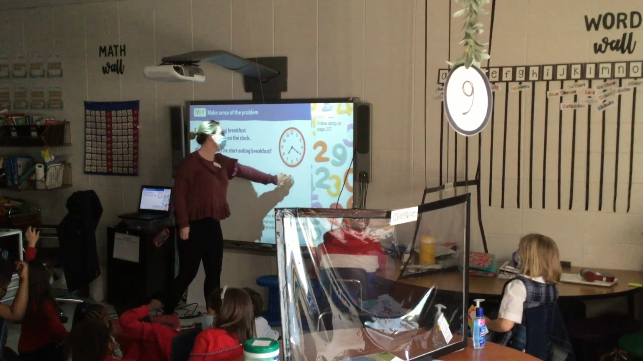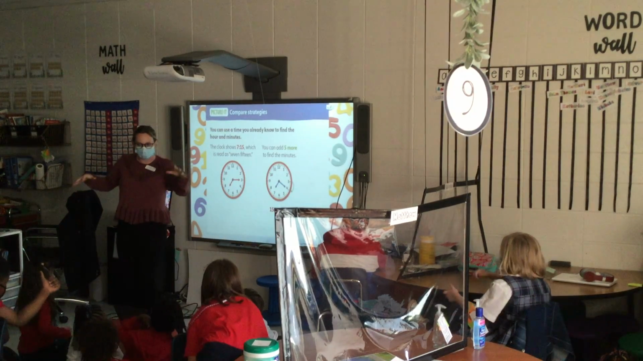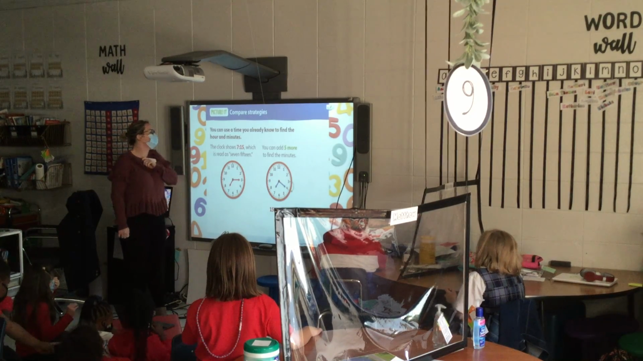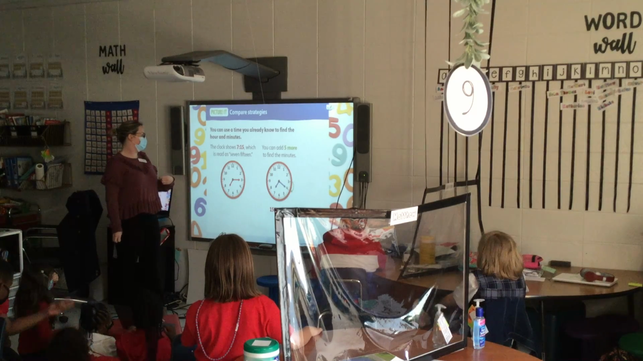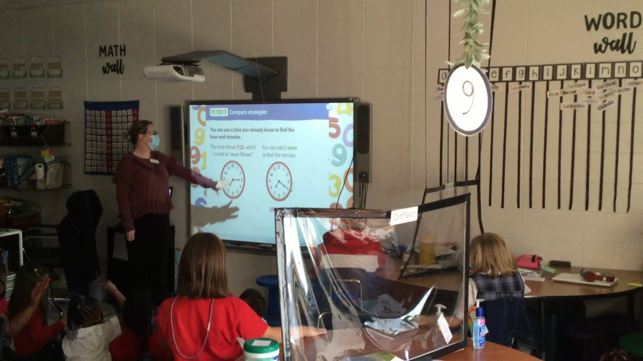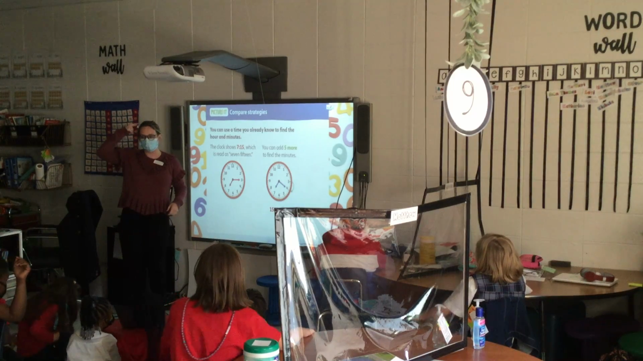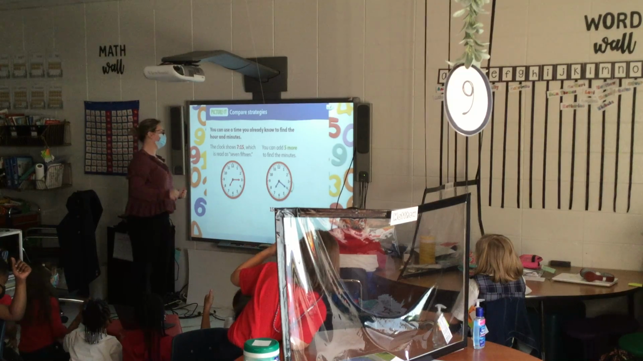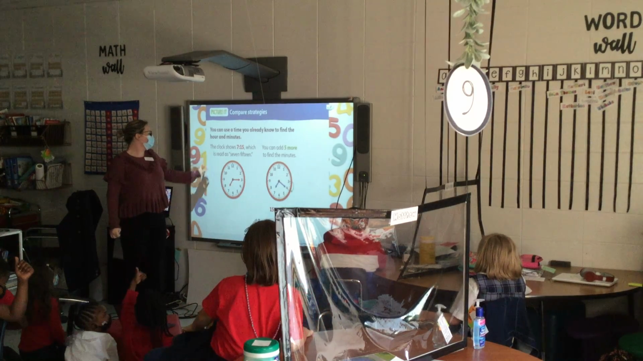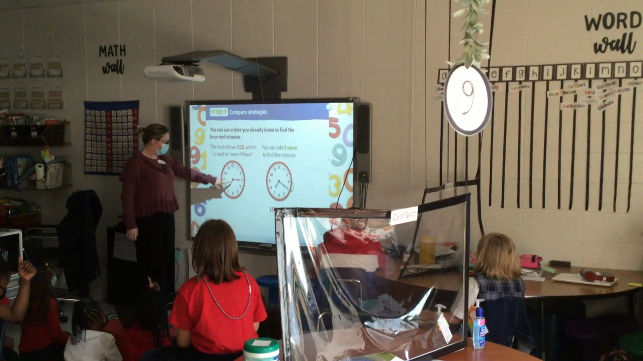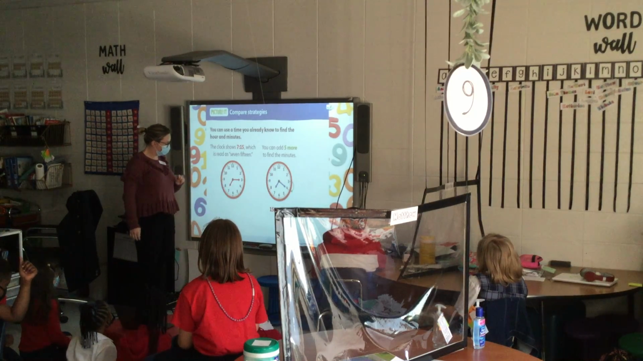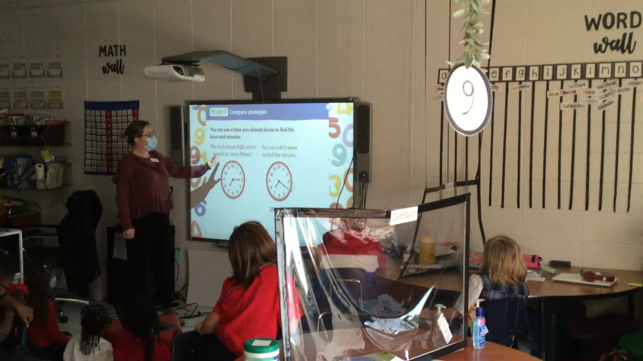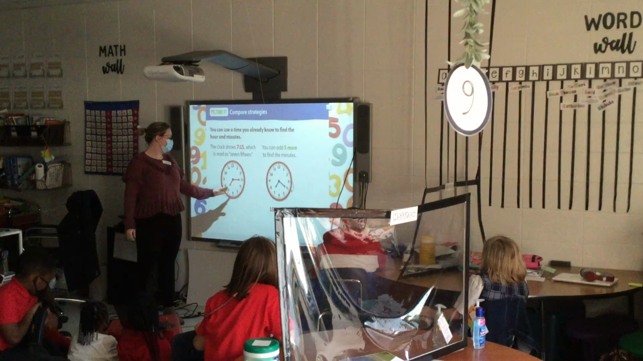Yeah. So let's see if this important information that I picked out is going to get used. It says you can use a time you already know to find the hour and minutes. The clock shows 7:15. Who had 7:15 in their head? Good. Great job. Which is read as 7:15. And we see our shorter or hour hand pointing at the 7, and we see our longer or minute hand pointed at the 3. So that actually wasn't the clock, but we see this clock showing 7:15.